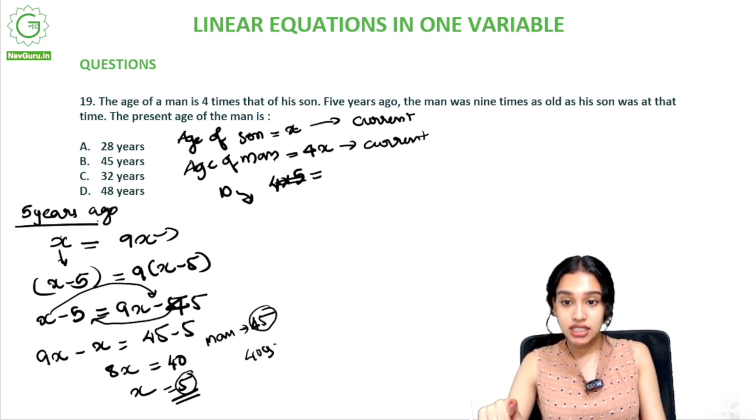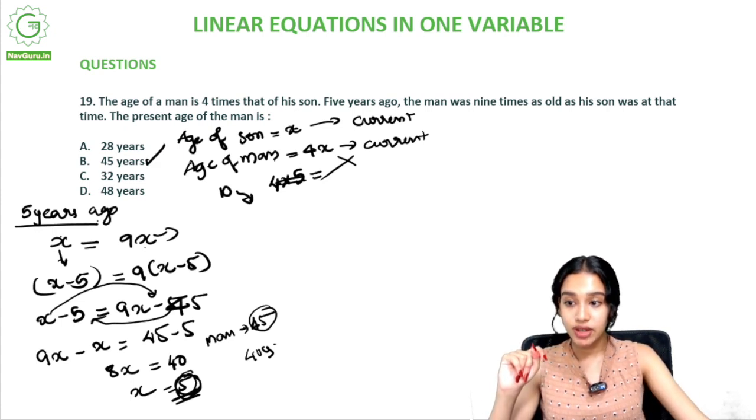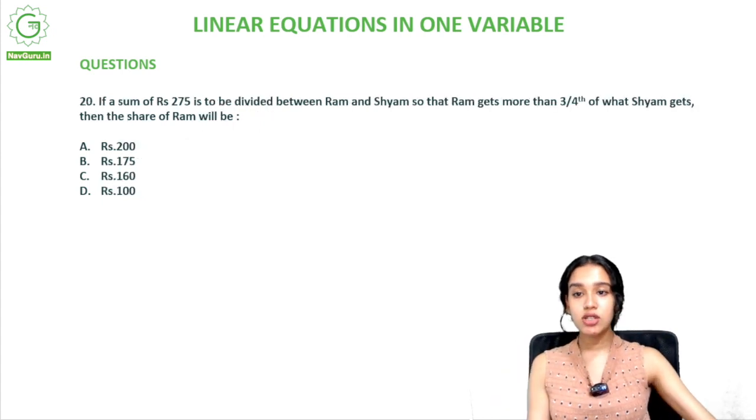We said that here, let's avoid the current stage. Here we found out the age was 5. So what is the age of the man? It's 45 years. So the present age is 45 years for the man. So let's solve this question.